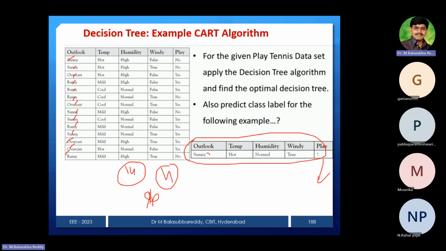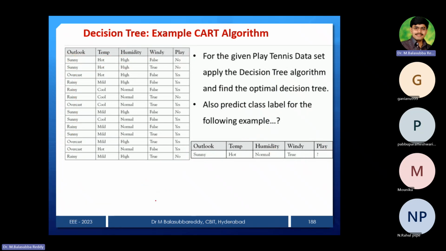You can see sunny is the outlook, hot is the temperature, and then humidity is normal, whereas in this case humidity is high and windy is true, but here it is false. If this is the case, I can say it is a no. But now, what are the conditions? Wherever sunny is present with hot, humidity normal and windy true, we have to identify whether we are going to play or not.